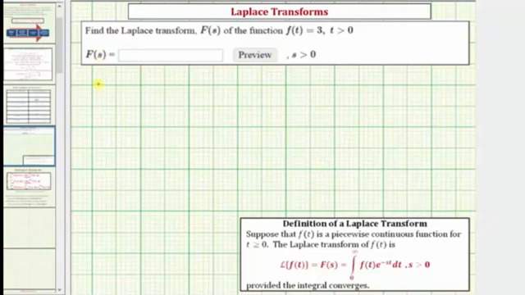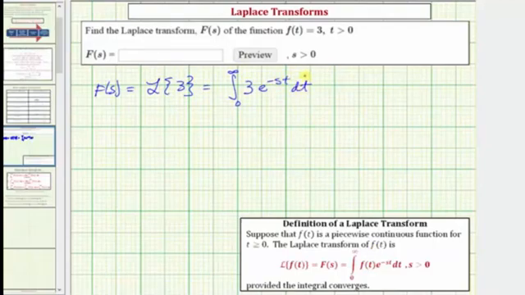So for this example, F of s is equal to the Laplace transform of 3, which equals the integral from 0 to infinity of 3 times e raised to the power of negative st dt. Now, because we have an improper integral, we need to rewrite this using limit notation.